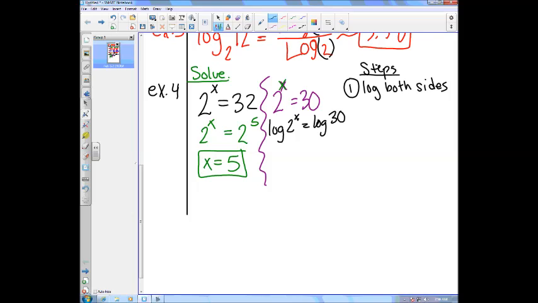Log both sides. Now, we're going to use properties of logs we talked about last time. Apply the properties. I said exponents, I meant logs. We still have x trapped in the exponent. We need to get it out of the exponent. Can you remember a property of logs we learned last time that removes the exponent and puts it down?